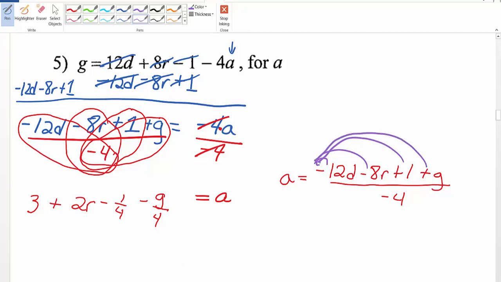And we'll talk more about this in some of the future videos for this assignment. So a is equal to negative. Well, the opposite, if we pulled this negative out of the -12d, we'd end up then with regular 12d. If we pulled the negative out of the -8r, then we end up with positive 8r. If we pull a negative out of positive 1, that would give us -1, because a negative times a negative would give us the positive. And then likewise, we could pull a negative out of this positive g, because a negative times a negative, we get the positive.